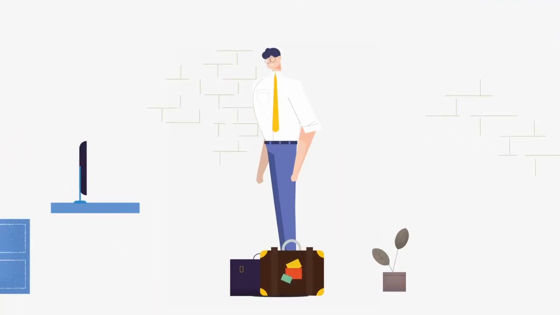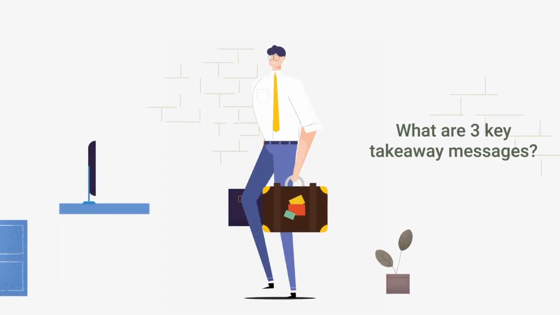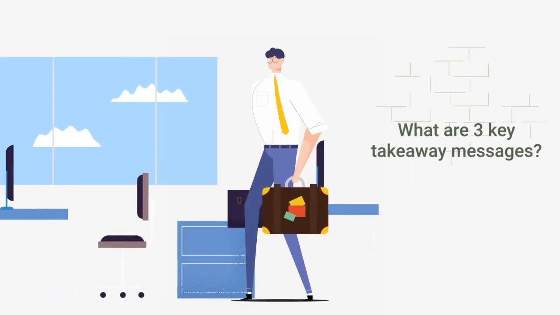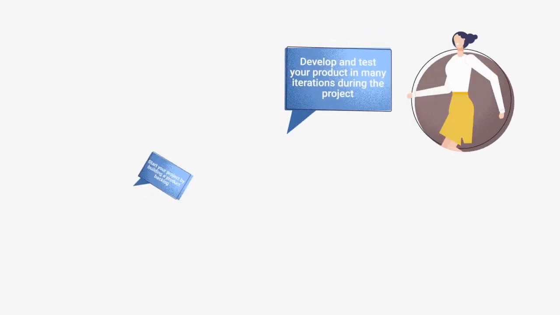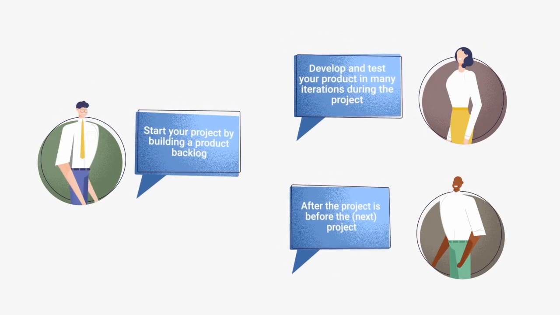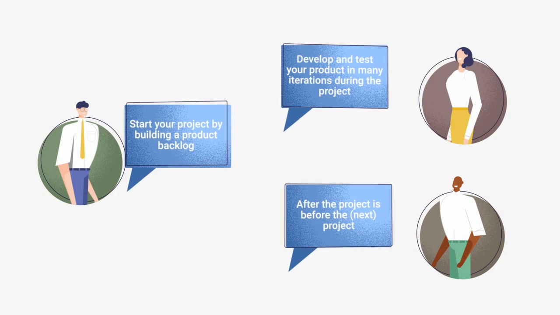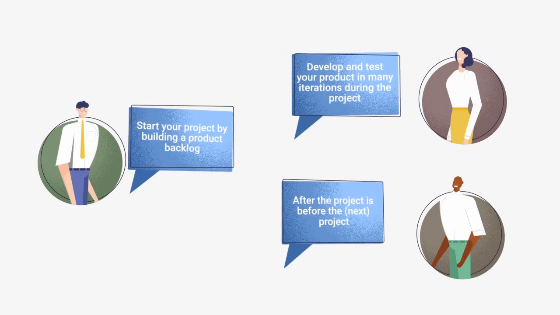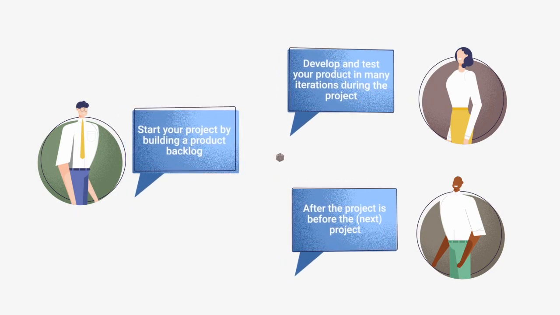Now, that was probably a lot of information in just 5 minutes. What are the 3 key takeaway messages? Firstly, start your Agile software development project by building your product backlog. Then, develop and test your product in many iterations. Keep in mind that after the project is before the project.